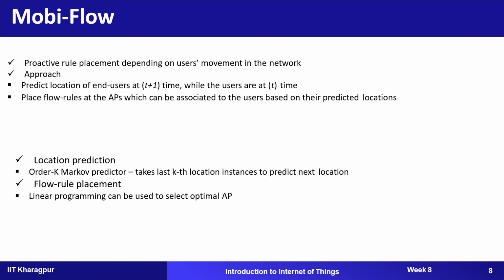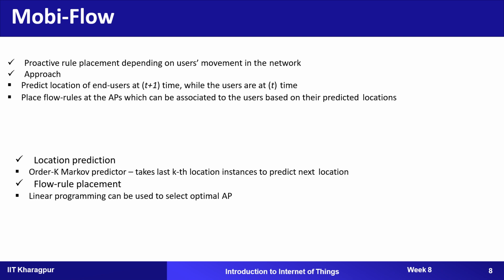Then next is MobiFlow. So the MobiFlow is for proactive rule placement depending on users movement in the network. And the approach is it predicts the location of end users at t+1 time while the user is at t time. So basically MobiFlow is going to predict the next location of the user, and by predicting the next location of the user, it is going to place the flow rules into your switches.